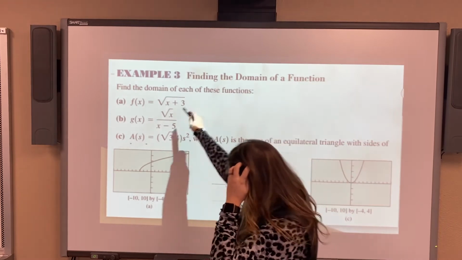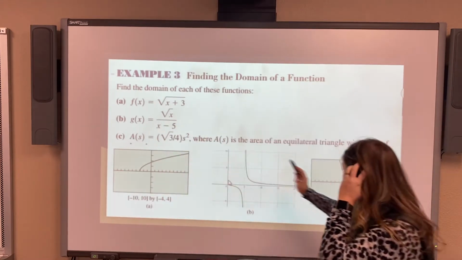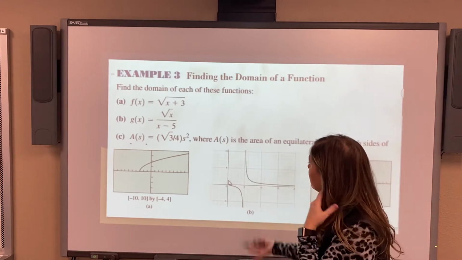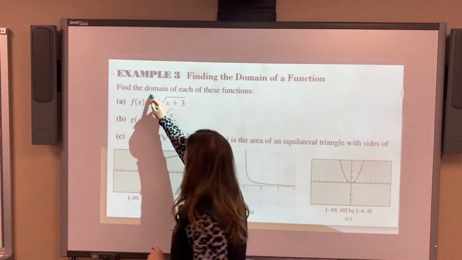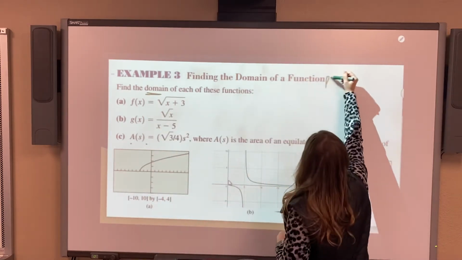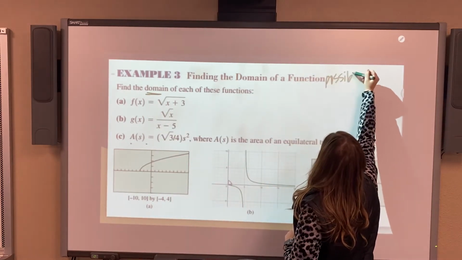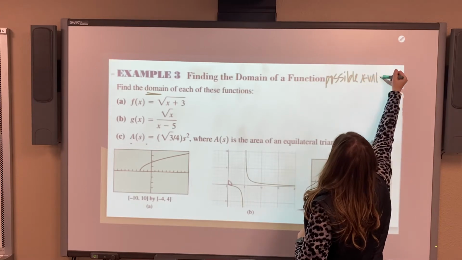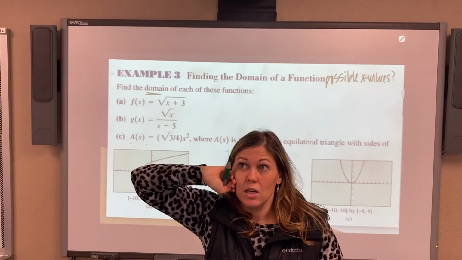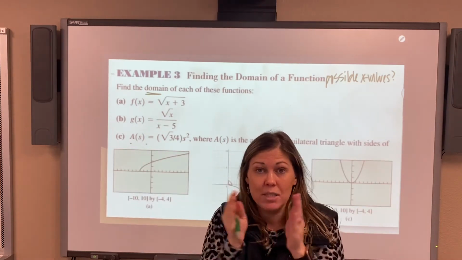So A is A, B is B, C is C. It says to find the domain of these functions. So we're looking for domain. Remember, domain is X value. So we're looking for what are the possible X values. Okay, and we have to think basically where we have limitations on your X.